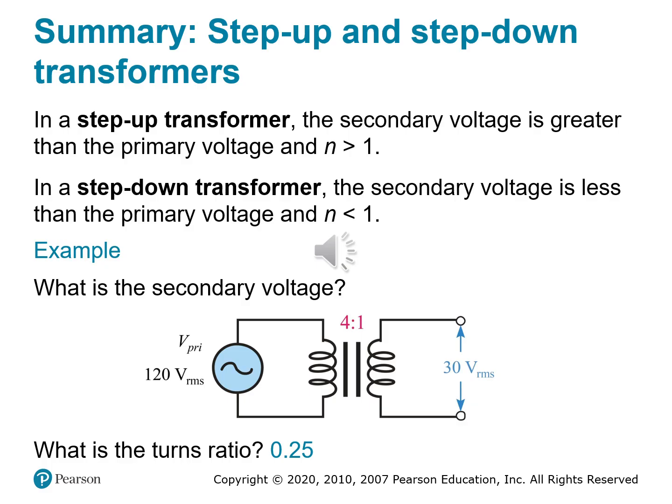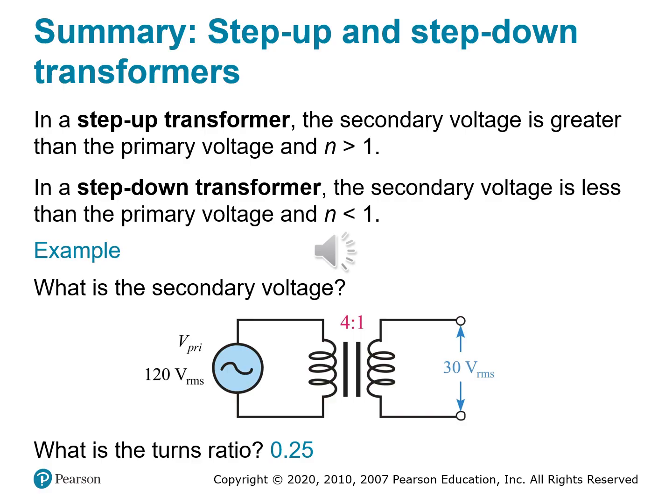So let's go ahead and calculate the turns ratio now. If N is equal to V sub secondary over V sub primary, 30 over 120, that gives me 0.25. Right? That matches the answer given, a 0.25 turns ratio, or 0.25 is 1/4, or 1 to 4 in terms of voltage step down.